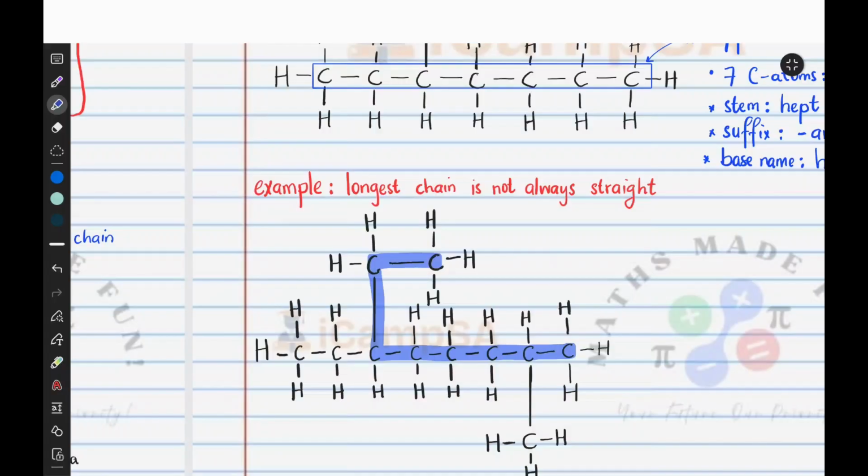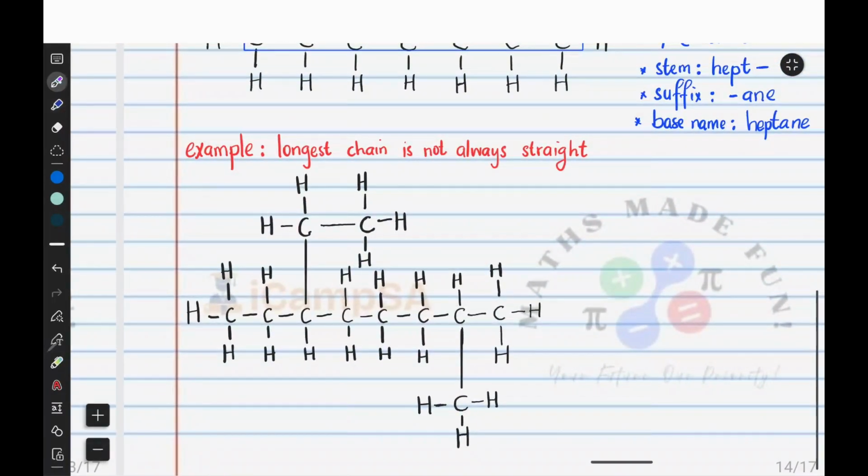So obviously the one that is straight would take preference, but it's not always the case. So let's say, for instance, you had something like this. The straight chain would take preference if we identify long chains and they happen to be of the same length.